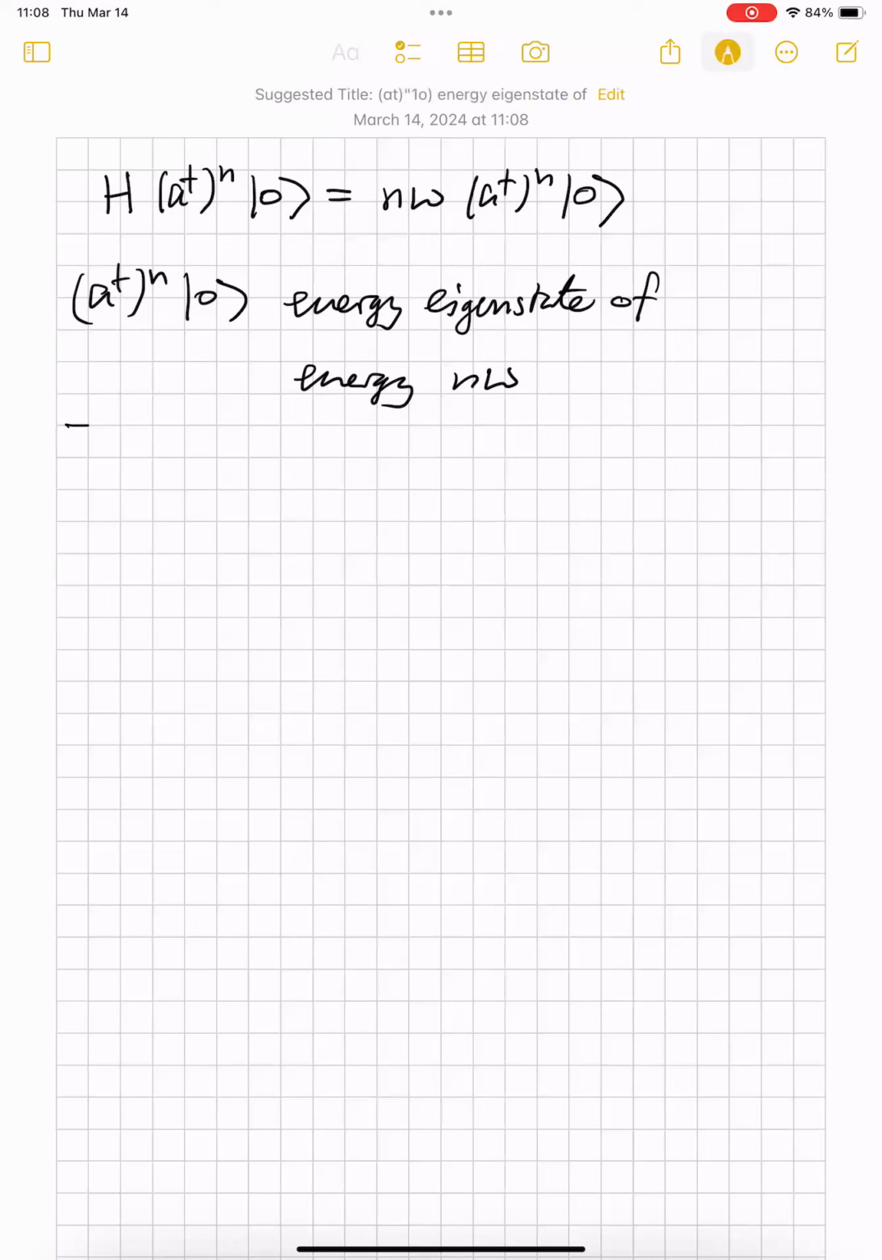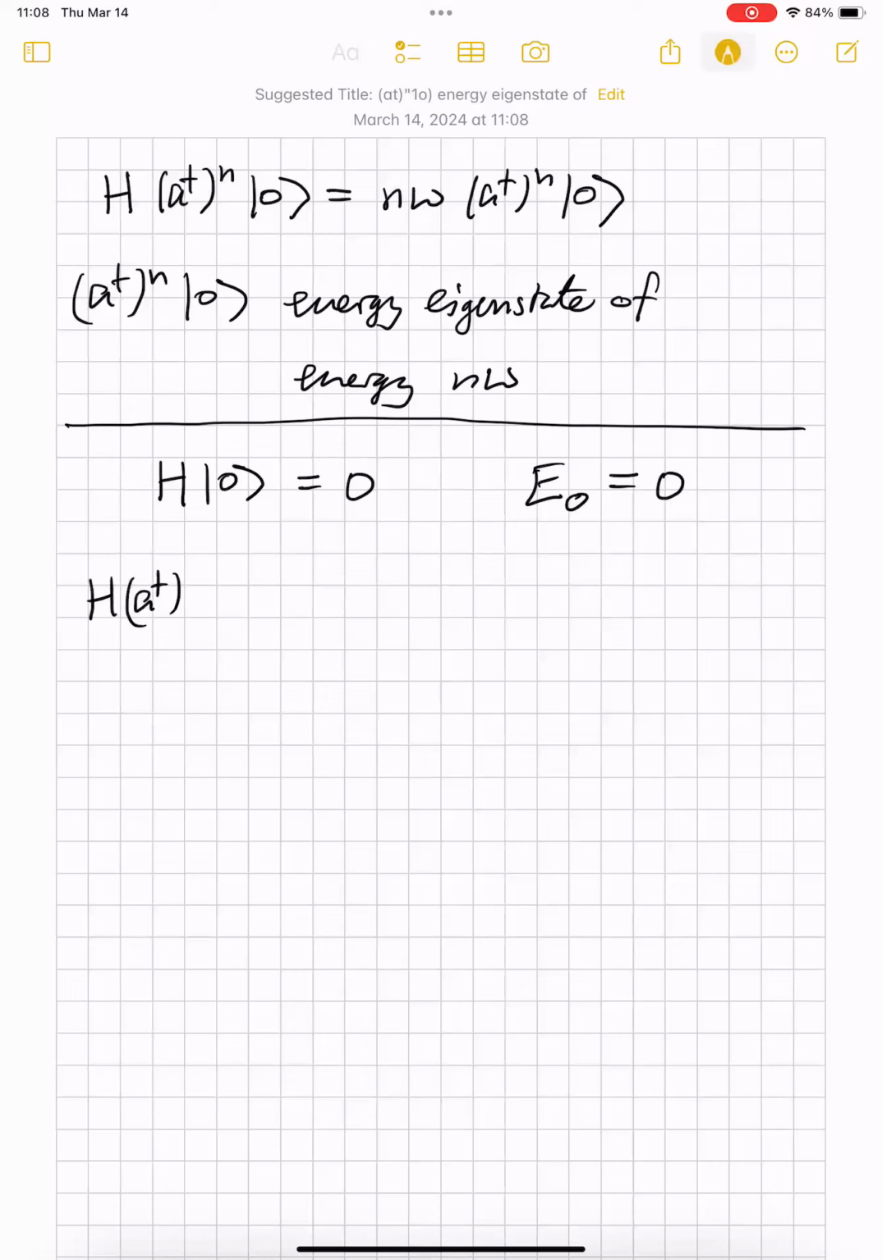Okay, so here's a little hint. First of all, H acting on the vacuum is 0 because we've normalized the energy of the ground state, E naught, to be 0. So if I've got H, a dagger n on naught, I can write this as H, a dagger to the n minus a dagger to the n H on naught, because the second term is just H on naught, which vanishes. So that's a perfectly valid rewriting.